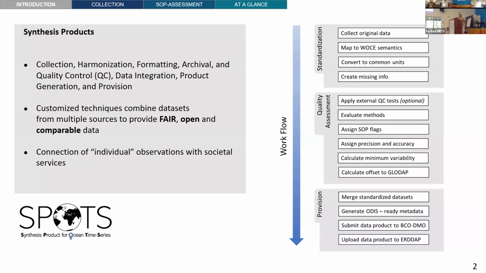So for the pilot, that's on the right-hand side shown here, we then had to figure out how to do this for the time series community. And we had 3 building blocks: standardization, quality assessment, and provision. So standardization links to collecting the data, mapping them to controlled vocabularies. I've heard the term now many times. It's very important when it comes to fairness of data. Also linking to conversion of the units so that they're all common. And if possible, creating the missing metadata information from the past.